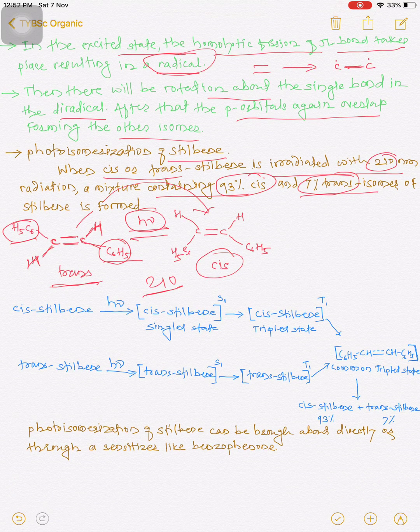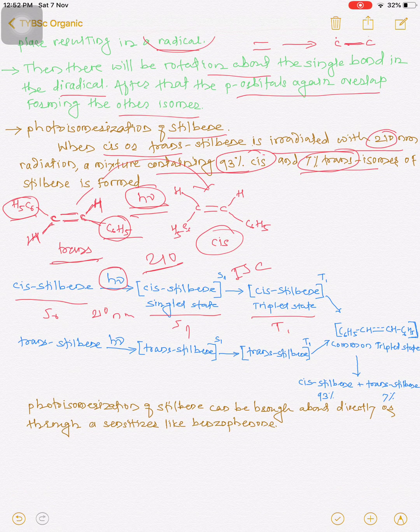Now see this mechanism, what happens when the molecule absorbs light radiation. So the cis stilbene, when it is irradiated around 210 nanometer, undergoes excitation from lower energy, that is from the S0 to the S1 state, then intersystem crossing takes place and that molecule converts to the triplet state. The same here, the trans stilbene, when it is also irradiated with h nu, is first excited to S1, then comes to T1 by intersystem crossing.